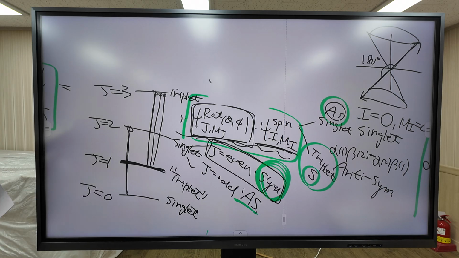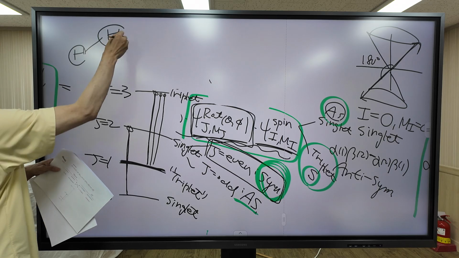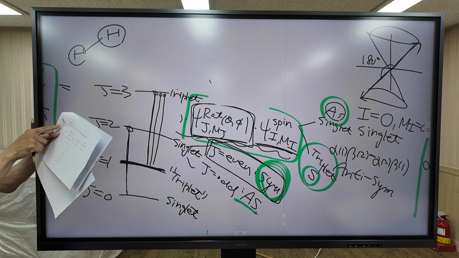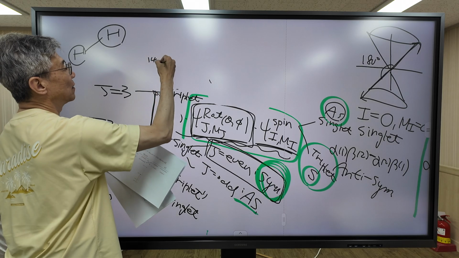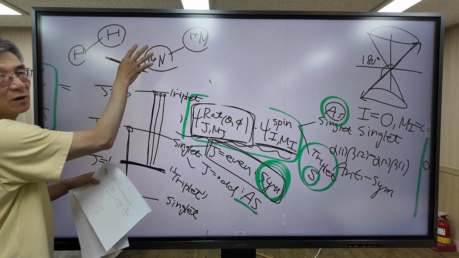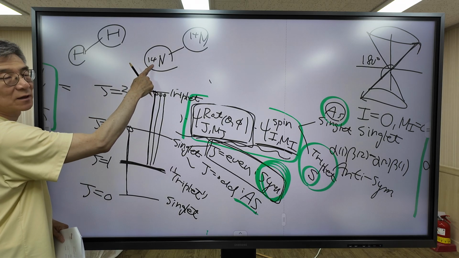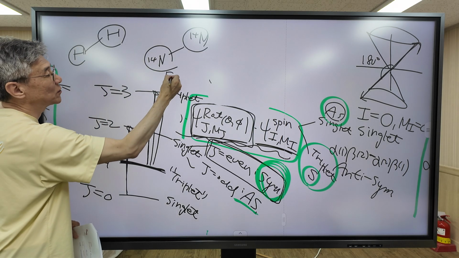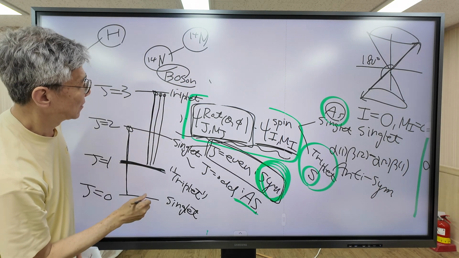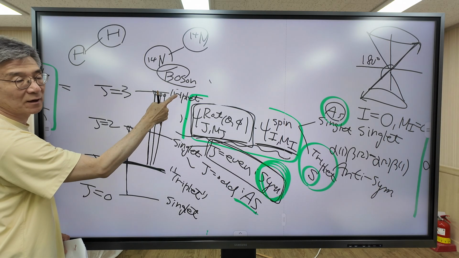And then next page, this is the case for hydrogen molecule, which is fermion. And next, nitrogen molecule. The nitrogen molecule consists of nitrogen 14. Nitrogen 14 is boson. So wave function which represents boson must be symmetric.